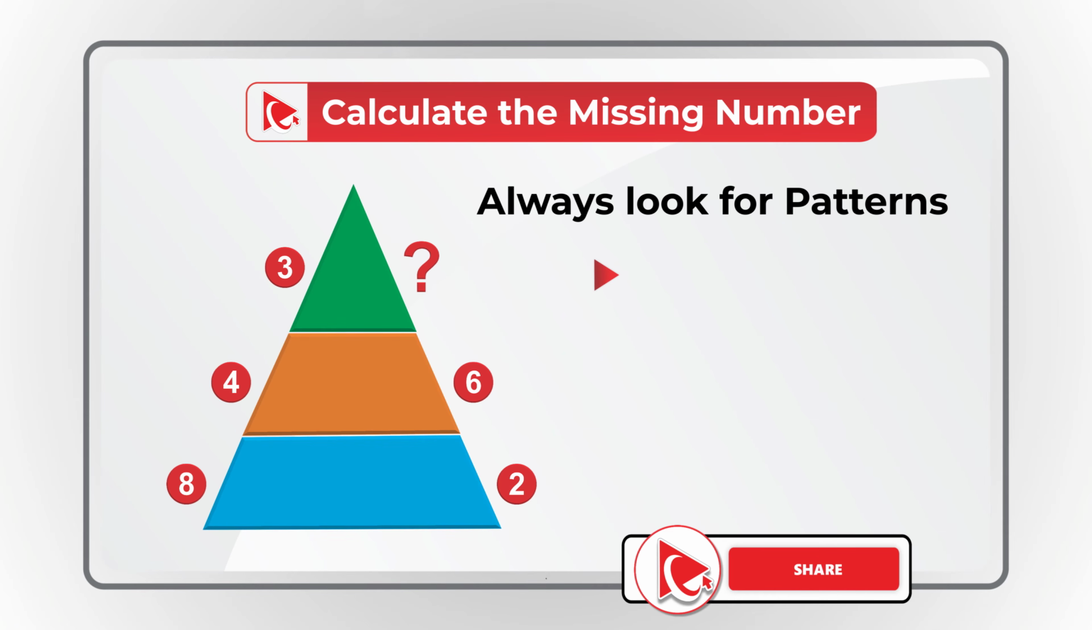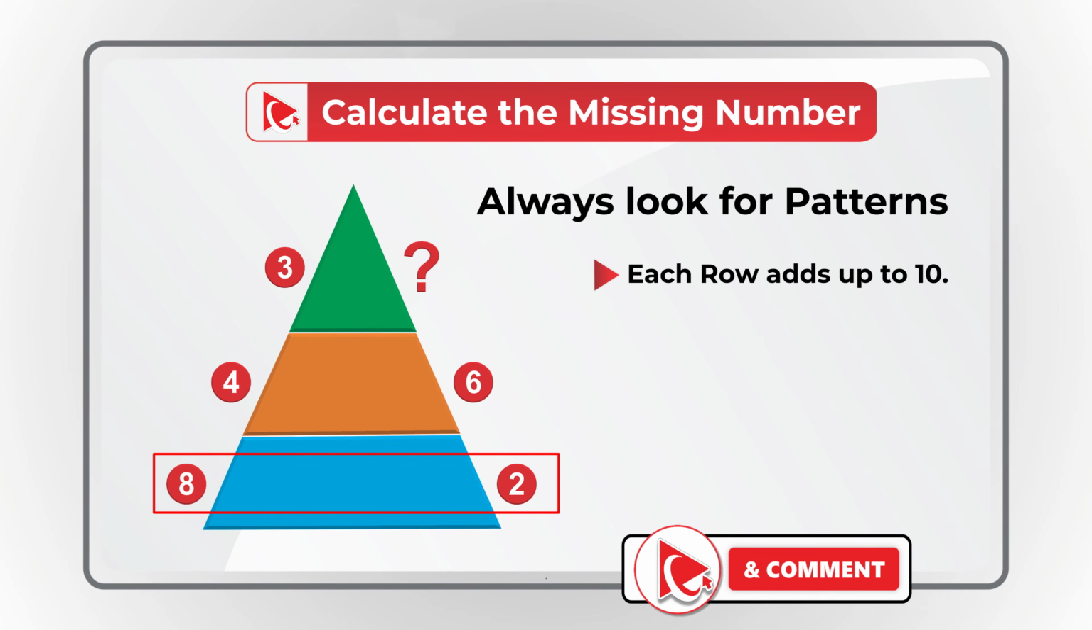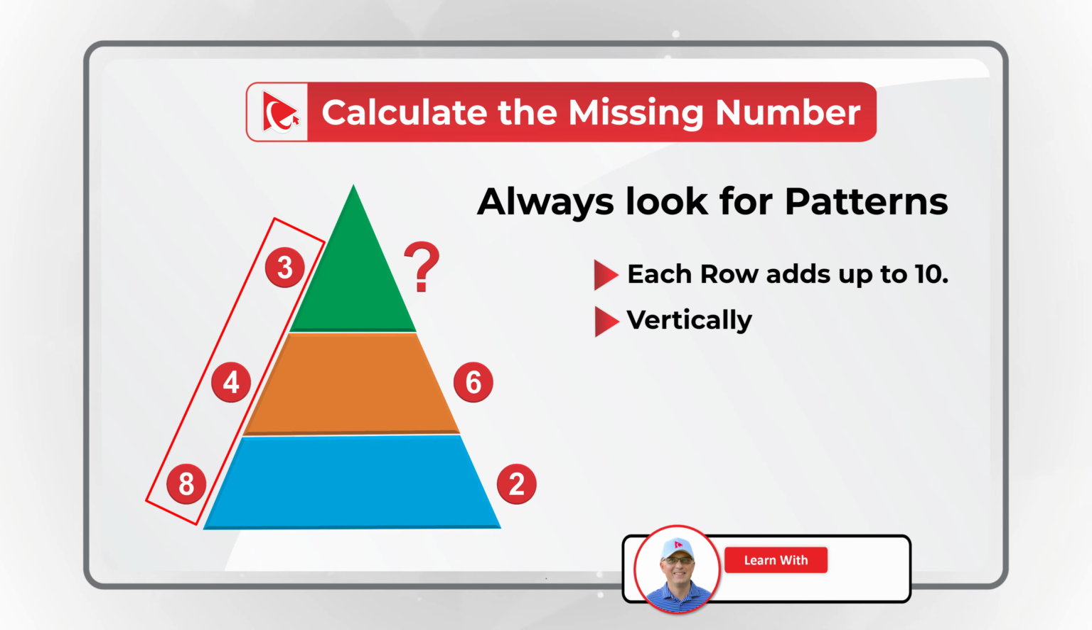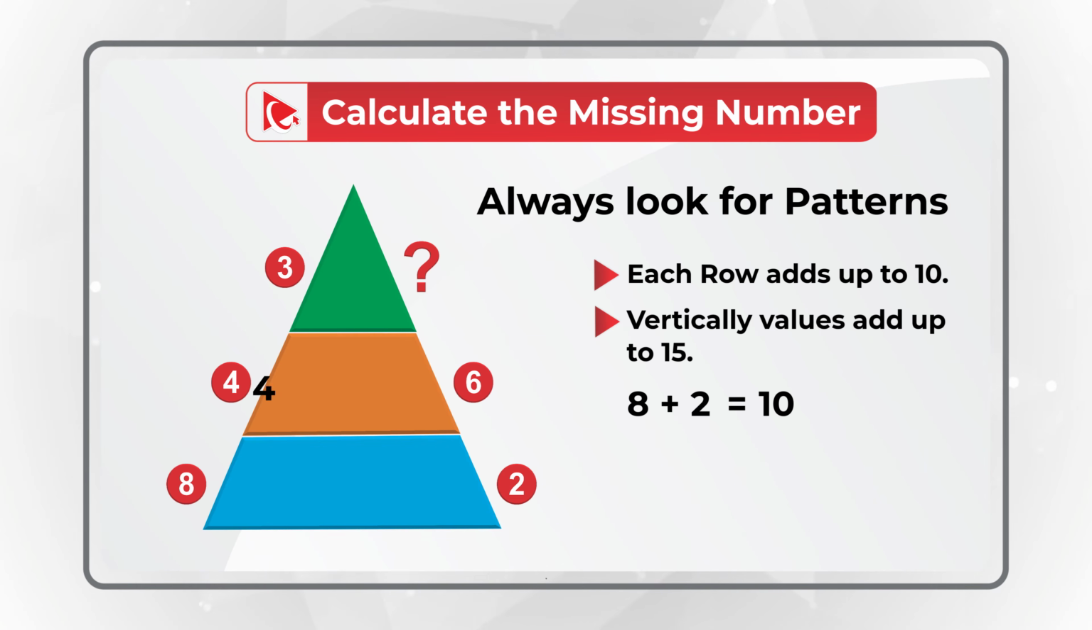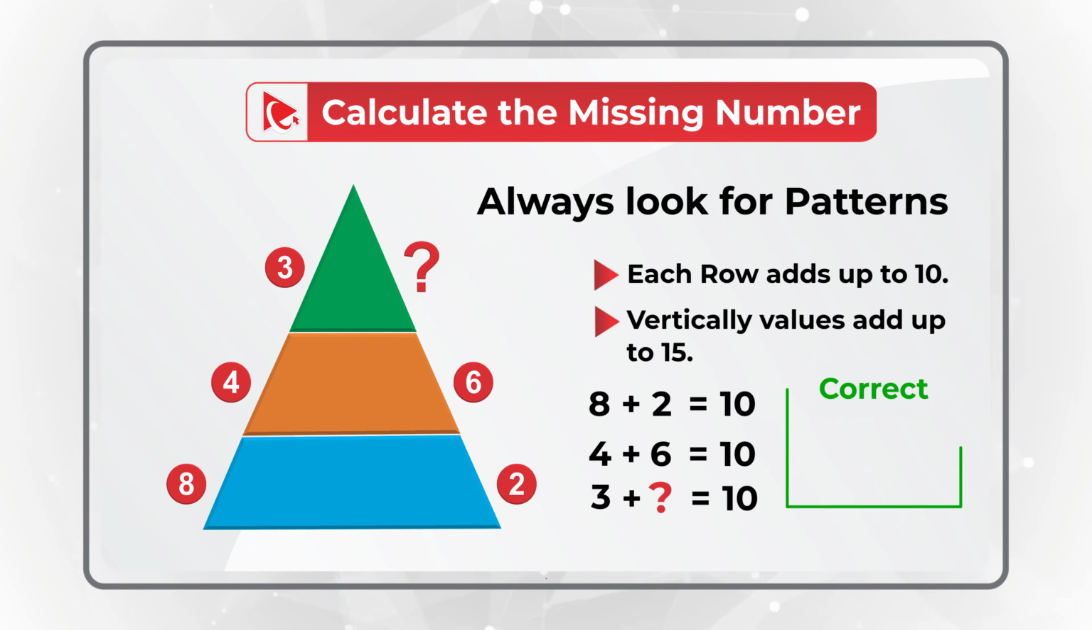The first pattern is that each row adds up to 10, and vertically values add up to 15. So for example, if we add 8 plus 2, that would be equal to 10. 4 plus 6 would be equal to 10. And 3 plus the missing number would also be equal to 10. So the correct answer here is choice C, 7. Hopefully you've nailed this question and now know how to answer similar problems on the test.